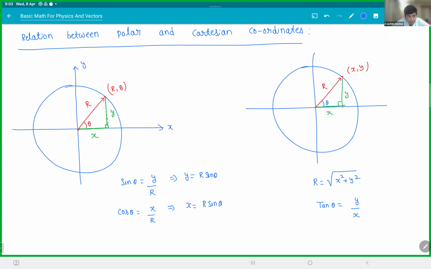So for the x component, won't it become r cos theta? Sorry, that was cos only. I wrote this in, yeah, that was a mistake. That's r cos theta, x is equal to. Clear?